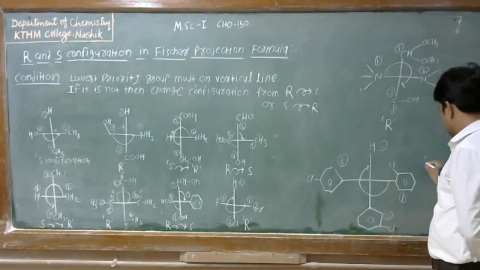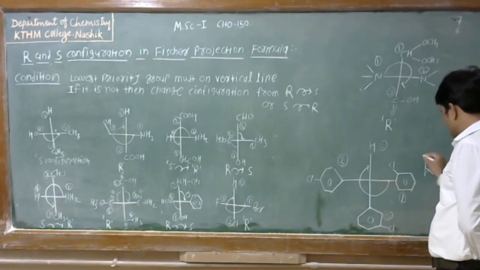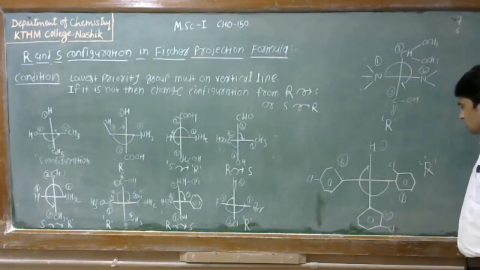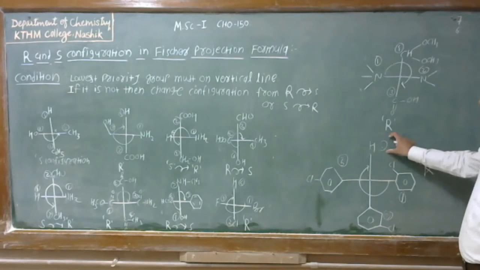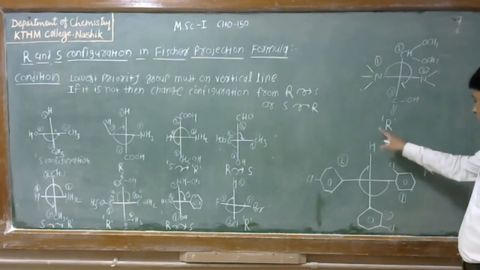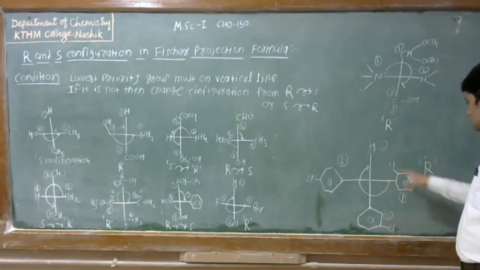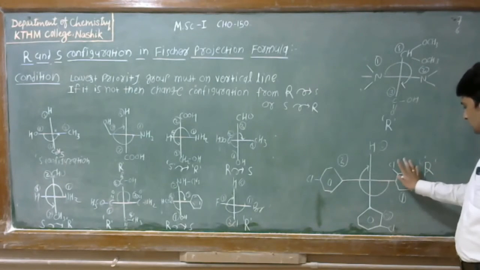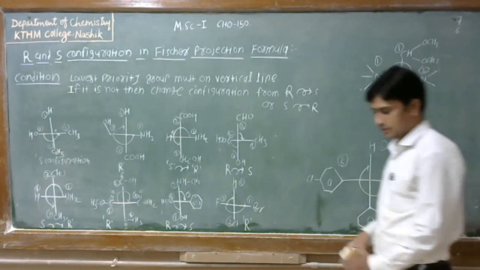So this is the R configuration here because the rotation is clockwise, and according to our condition, the least priority group is on the vertical line. Therefore, there is no need to change the configuration. So this compound has the R configuration.